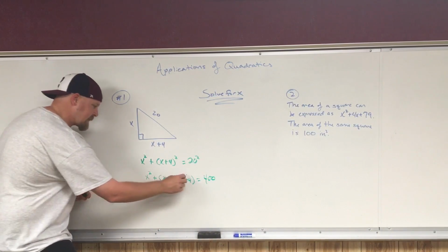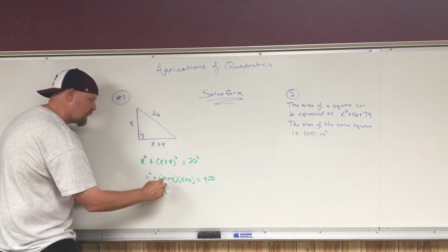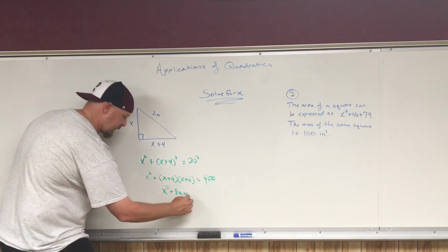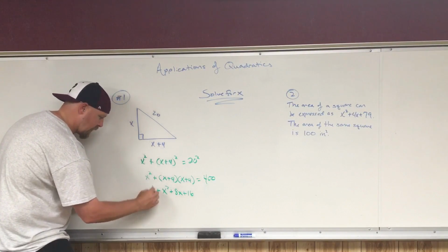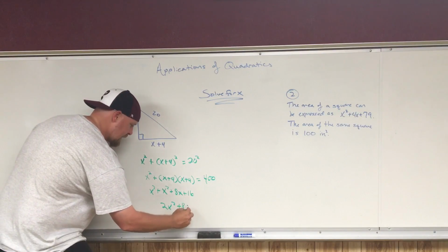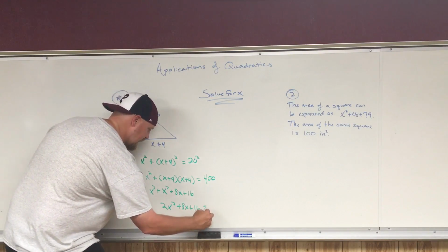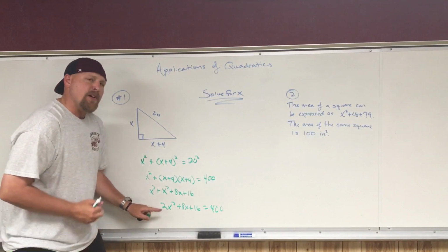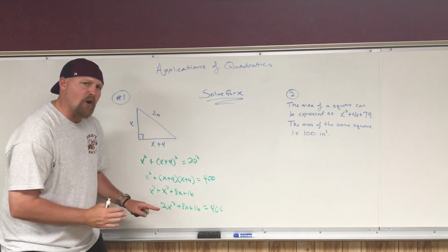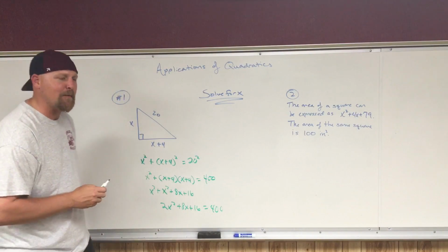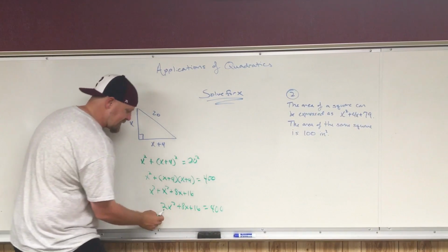Now, x times x, x squared. X times 4, 4x, and another 4x makes 8x. 4 times 4, 16. Plus x squared. Here I got 2x squared plus 8x plus 16 equals 400. Now, the first thing we got to do is solve quadratics. Look for GCF, greatest common factor. Well, each one of these has a factor of 2.